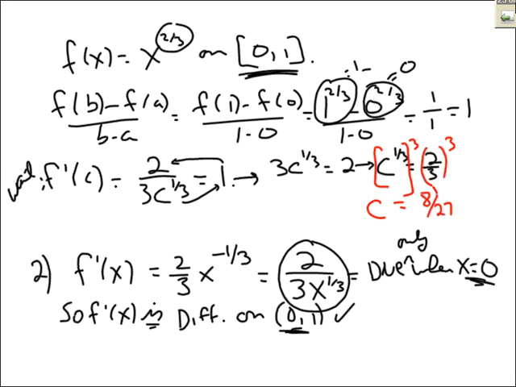Now, this number is more than 0, and it's less than 1. It's more than 0 because it's positive. It's less than 1 because the bottom is bigger than the top. Bingo! It's between 0 and 1. There is your c value that the theorem guaranteed that you have.